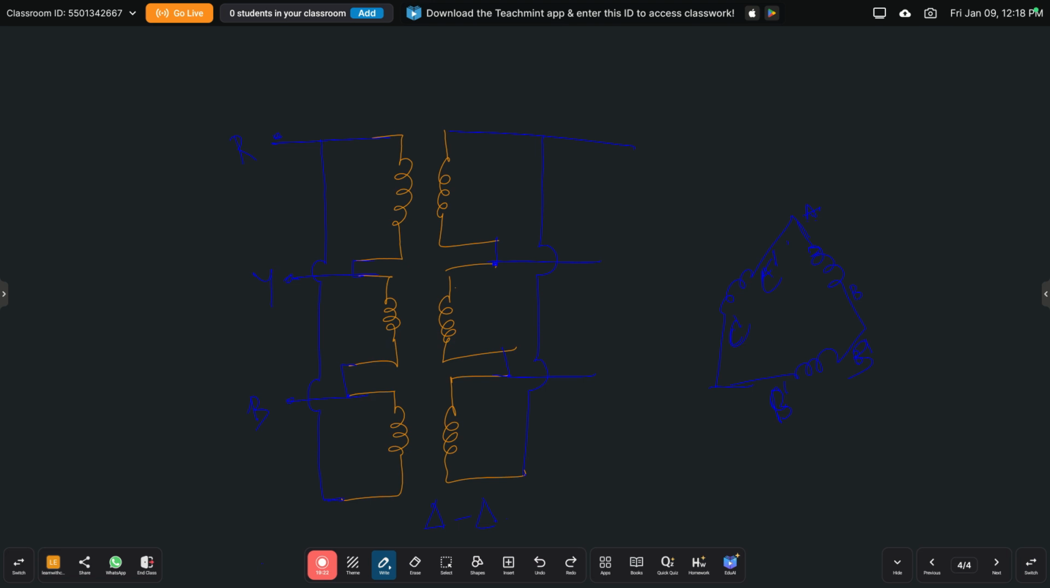In the same manner we represent the delta to star, but in the star to delta the line voltage ratio is 1 by root 3 times. In the delta to star, the line voltage is root 3 times the transformation ratio. Based on that we represent star delta and delta to star. Then another one is the open delta, that means the V to V connection. Two winding transformers are used, and the primary and secondary connections are made as I am going to represent.